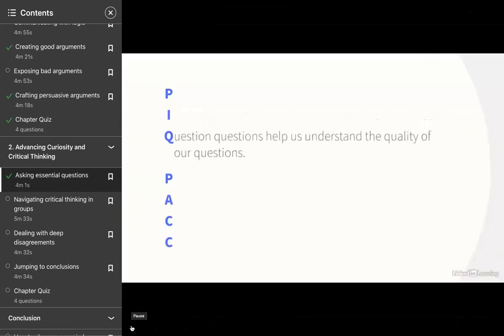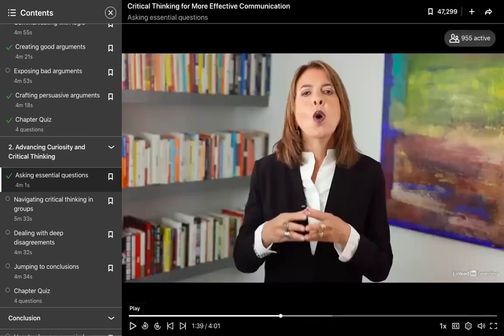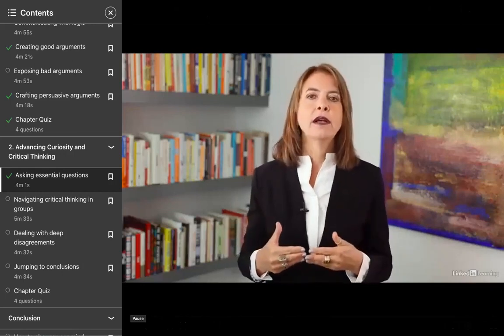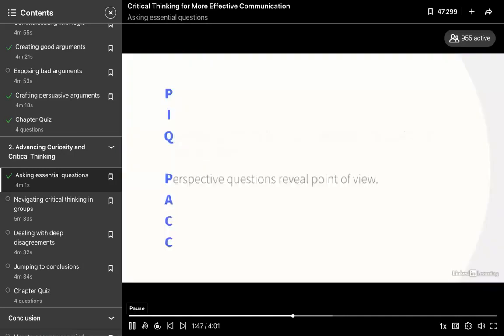Questions help us understand the quality of our questions and how we might ask better ones. So if your opponent is asking you a question, you can question the question. When you question the question, you make both sides of the argument, or the opponents, think deeper than the way that they do. What could we learn if we frame the question another way? Or what could we learn if we asked a different question?